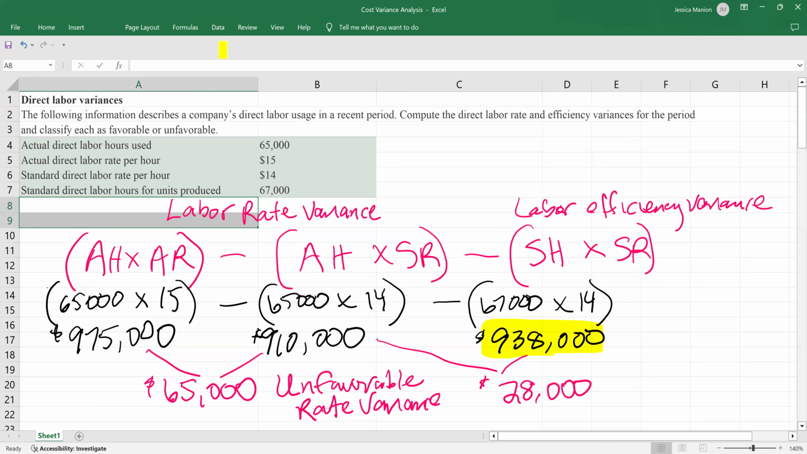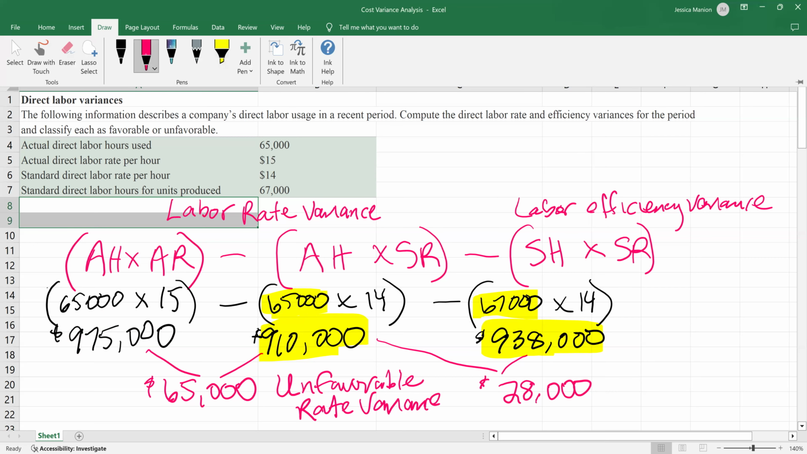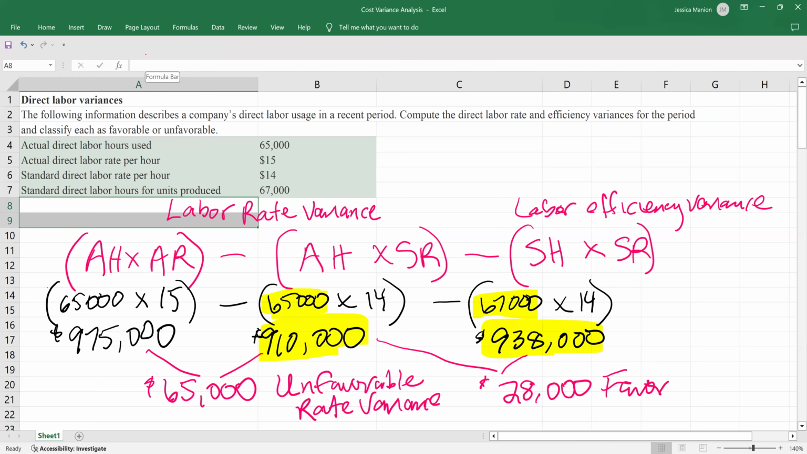938,000. However, we were more efficient because we actually did it in 65,000 hours, right? Instead of 67,000 direct labor hours, we actually did it in 65,000 direct labor hours. So this is a favorable efficiency variance.